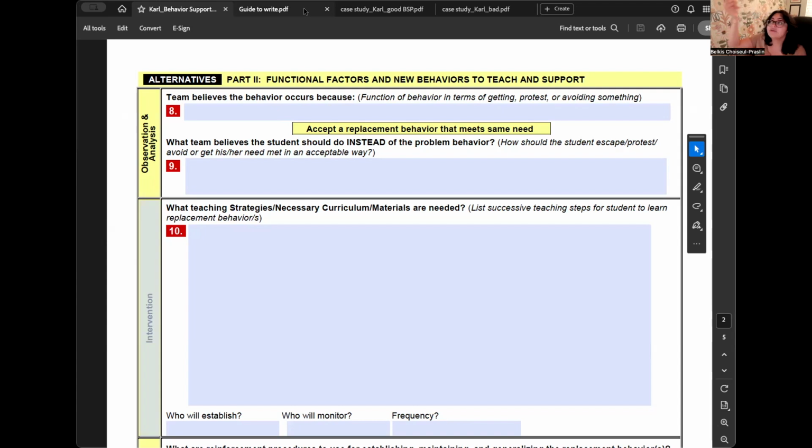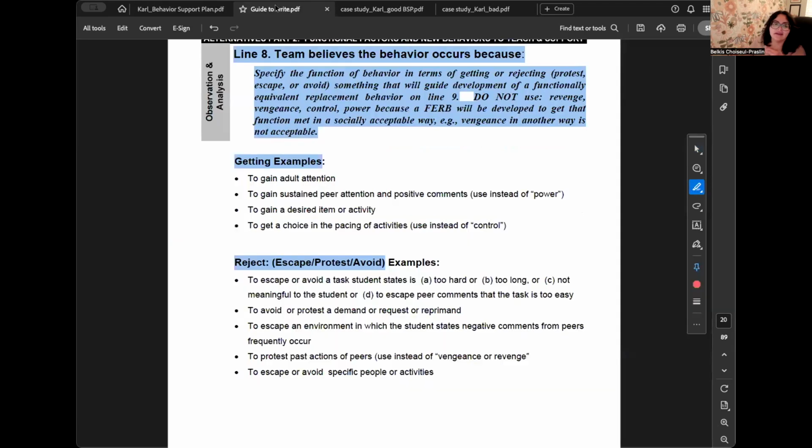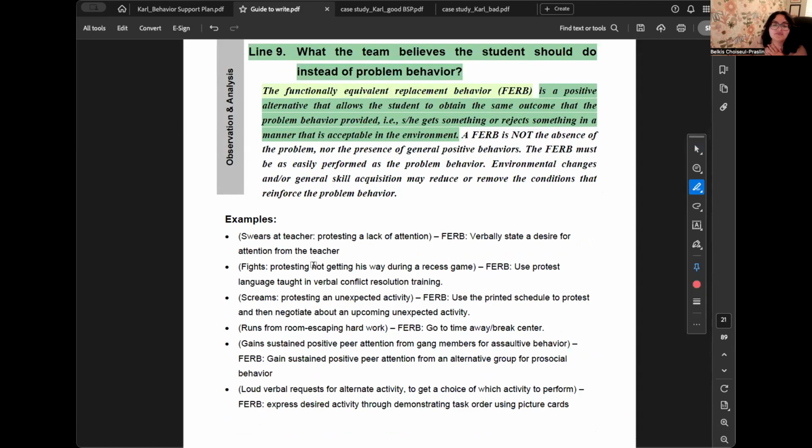We know what the behavior is. We know what the reason for the behavior is. What do we want them to do instead? That's line number 9. And the way that it is written in this plan or in this guide is a functionally equivalent replacement behavior, a FERB. Functionally equivalent replacement behavior. It's a long way to say a replacement behavior, right? So what do we want the student to do instead? The instead is a replacement, right? We don't want them to do this. Instead, we want them to do this. That is a replacement behavior, the big this.